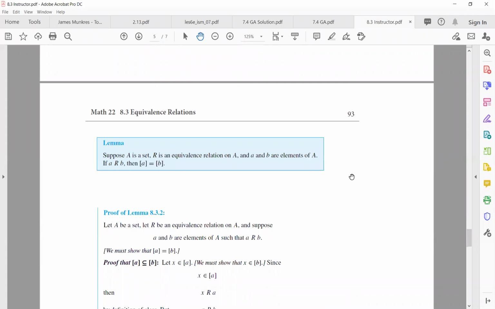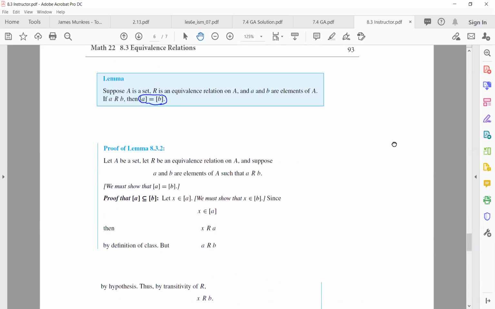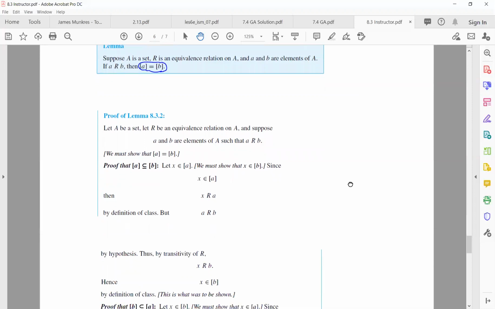Okay, lemma. Suppose A is a set, R is an equivalence relation on A, and a and b are two elements in A. If a is in relation with b, for sure you can say that the equivalence class of a is the same as the equivalence class of b. Very well. To show that we have equality, we need to show that the left-hand side is a subset of the right-hand side, and the right-hand side is a subset of the left-hand side.